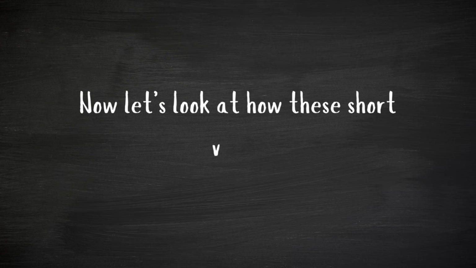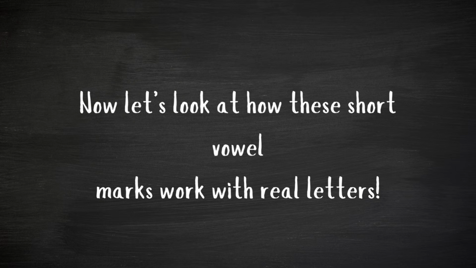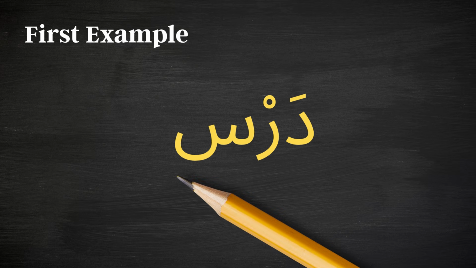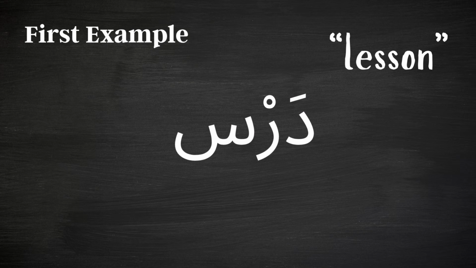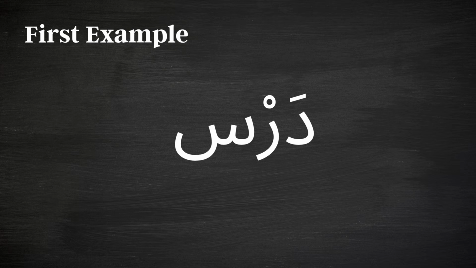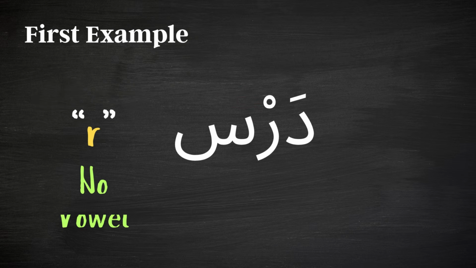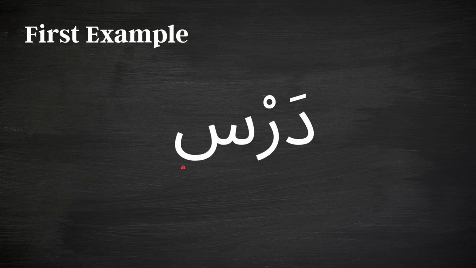Now let's look at how these short vowel marks work with real letters. First example, the word dars, meaning lesson. Let's break it down step by step. The letter dal with fatha makes the sound da. The letter ra with sukun makes a still sound, just r, no vowel. The letter sin makes the s sound at the end.